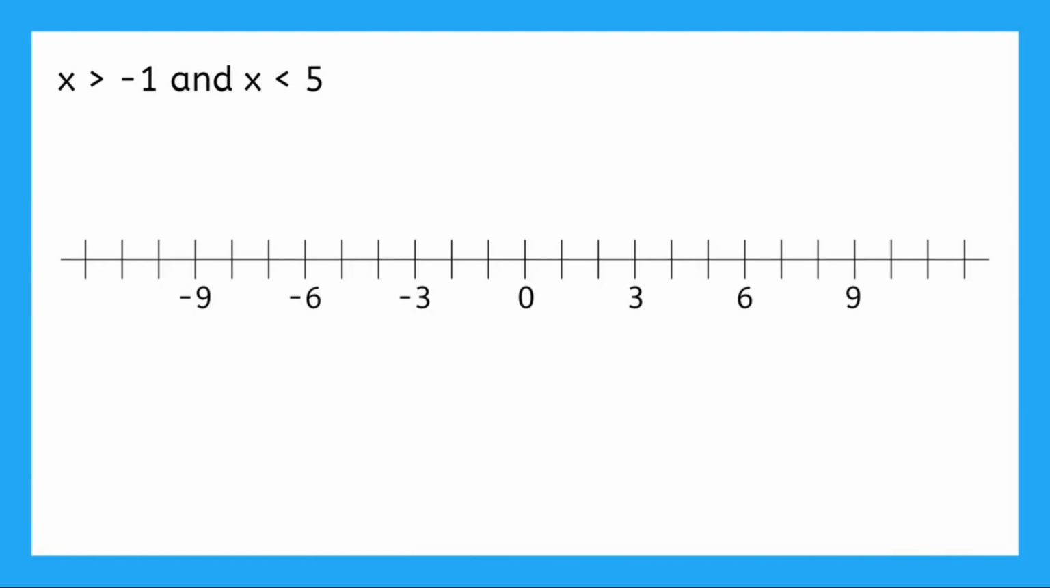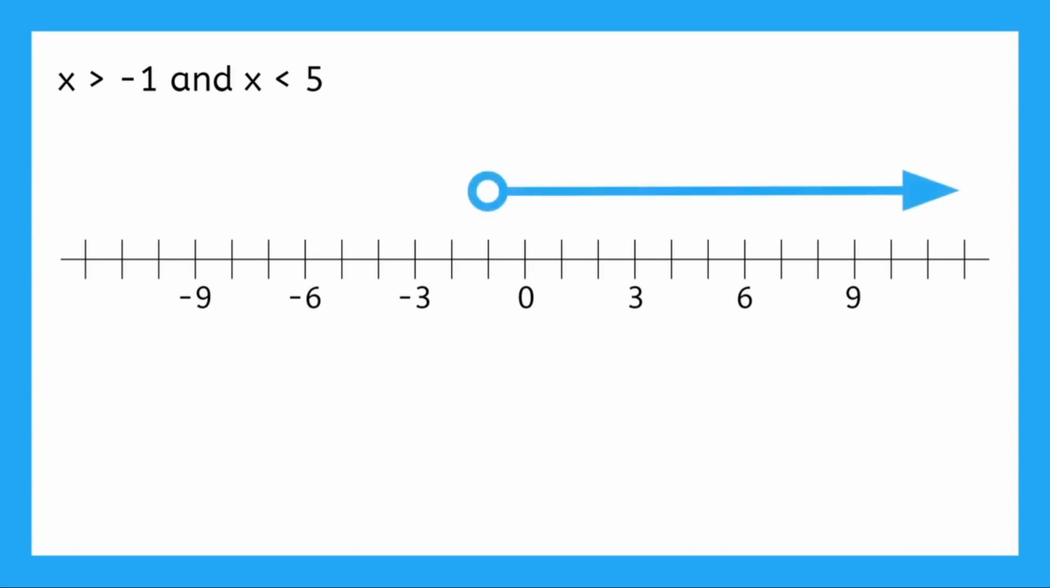Let's look at an example. X is greater than negative 1 and x is less than 5. The key word here is "and," which tells us that our answer has to satisfy both inequalities. First, let's look at each inequality individually.